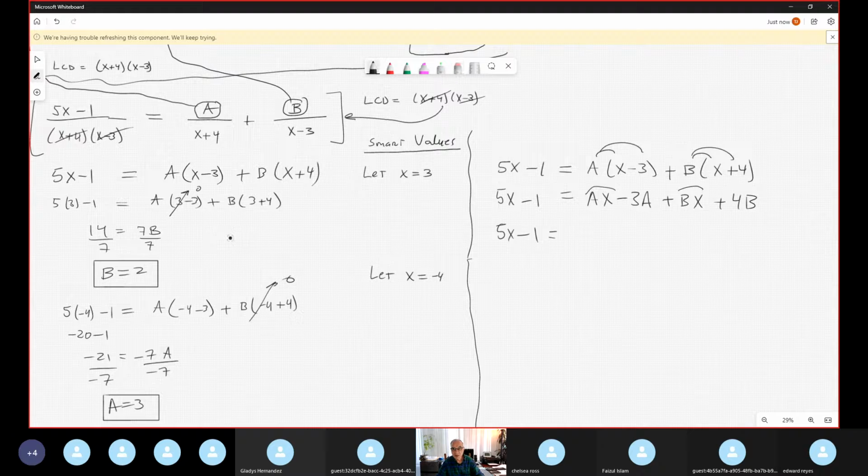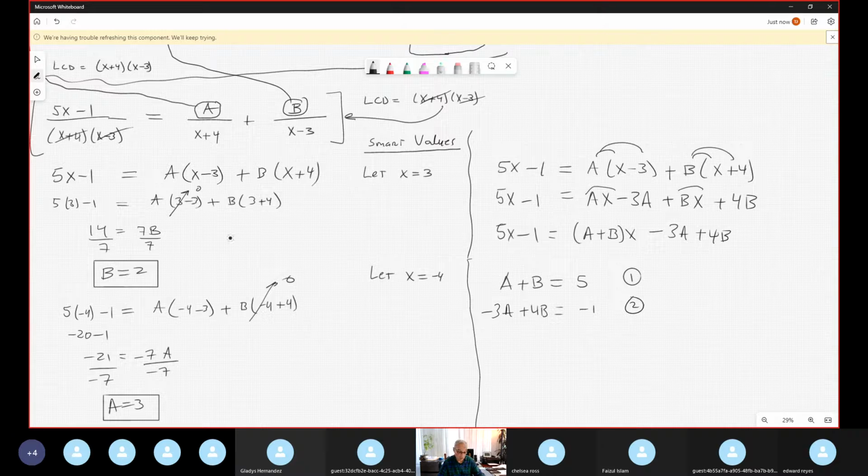Okay, you see ax and bx, the common factor is x. Factorization is (a + b)x, and then you put (-3a + 4b), and you compare the right-hand side. a + b is the coefficient in front of the x, so it is obvious that a + b is equal to 5, and -3a + 4b is equal to negative 1, and we have equation 1 and equation 2.